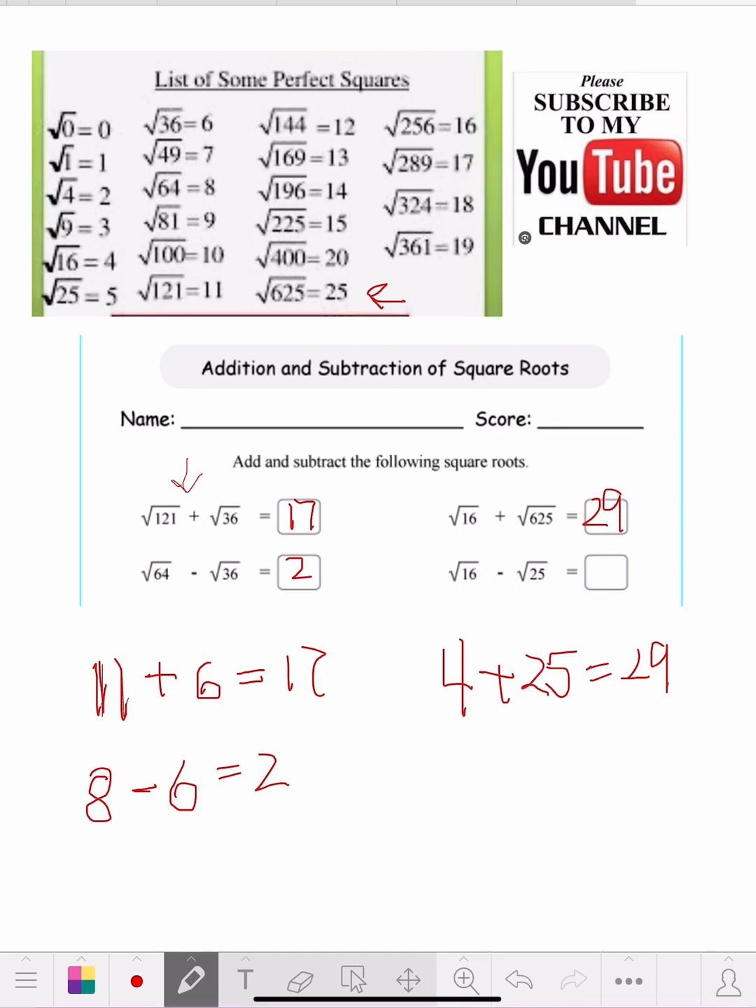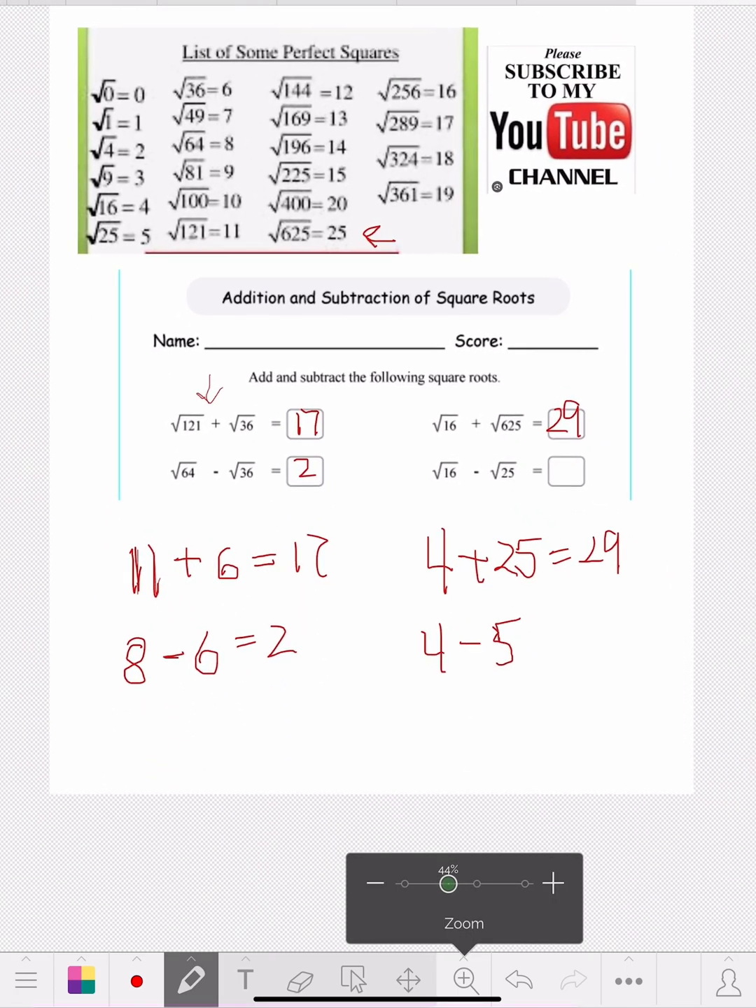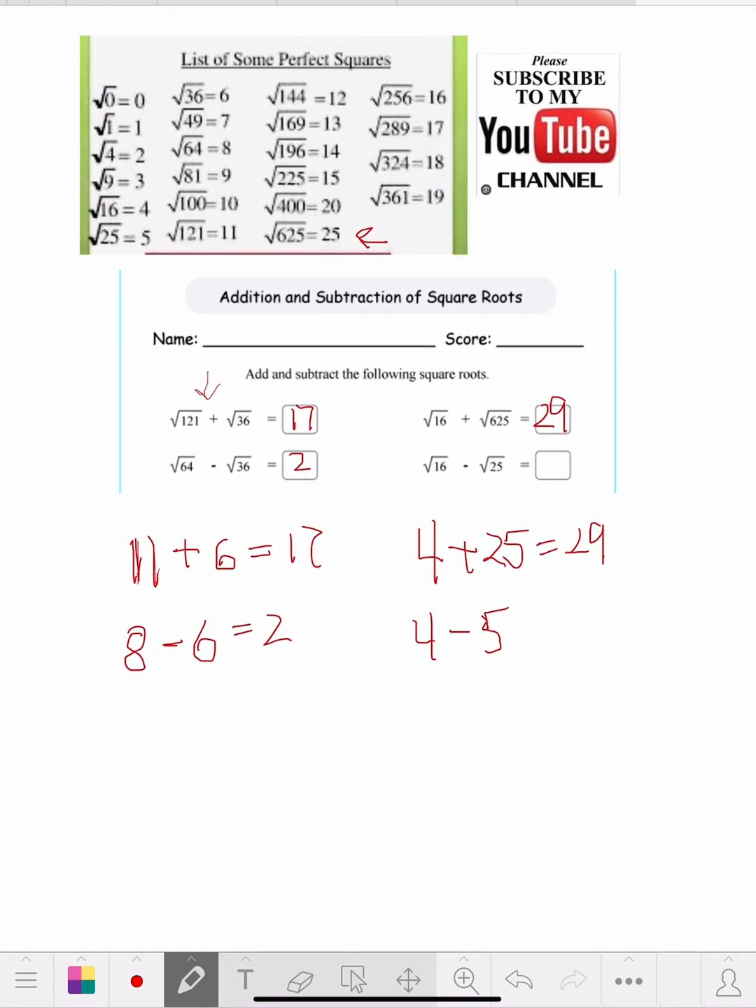Now the square root of 16 is 4. We just did it. 4 times 4 equals 16. Now this is minus the square root of 25. So that's 5. So now 4 minus 5. How's that work? Well, as you know, you're going to be in the negative numbers. That equals a negative 1.